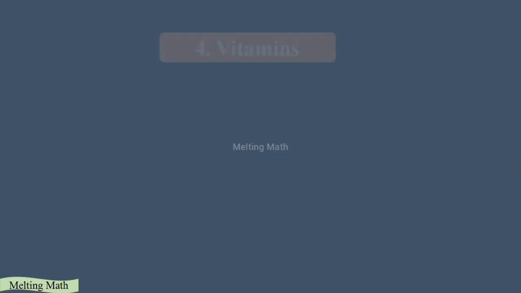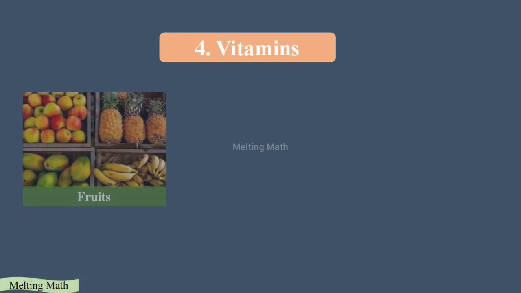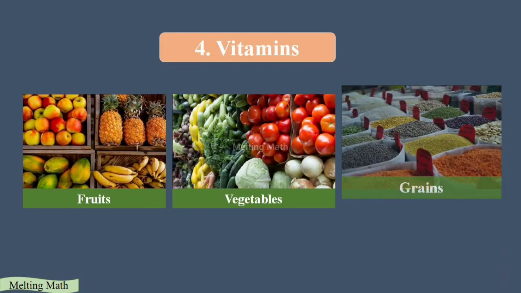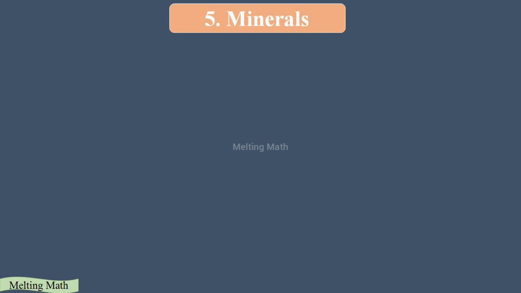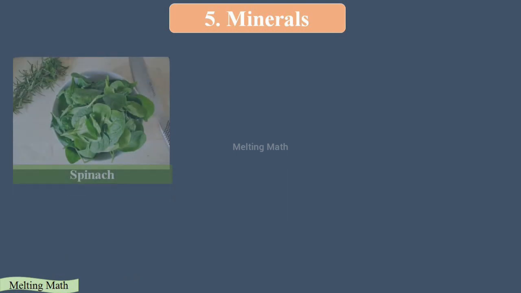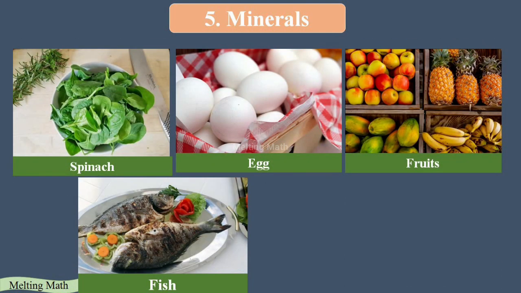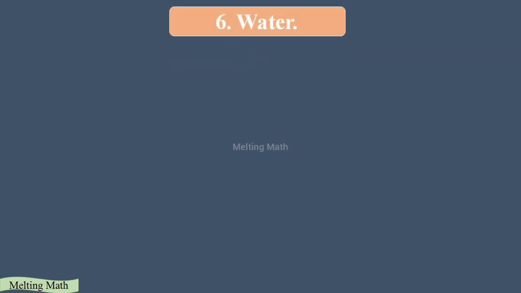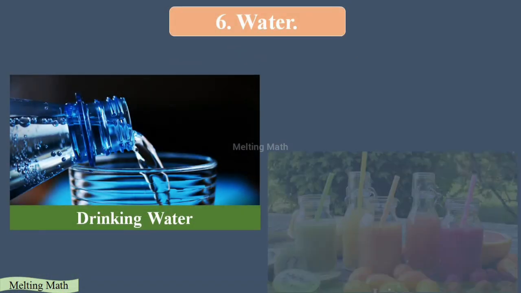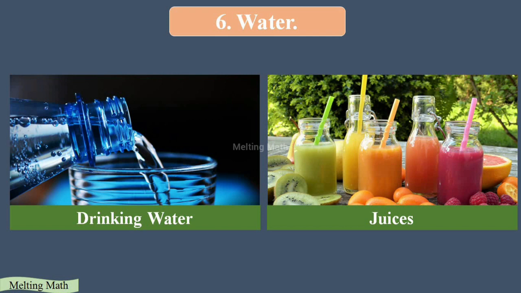Next, vitamins are rich in fruits, vegetables and grains. Next, minerals are rich in spinach, egg, fruits, fish, milk, and water is rich in drinking water and juices. Okay, these are the food items present in the components of food. These are the nutrients present in the components of food. And next, we are going to see about the activity.